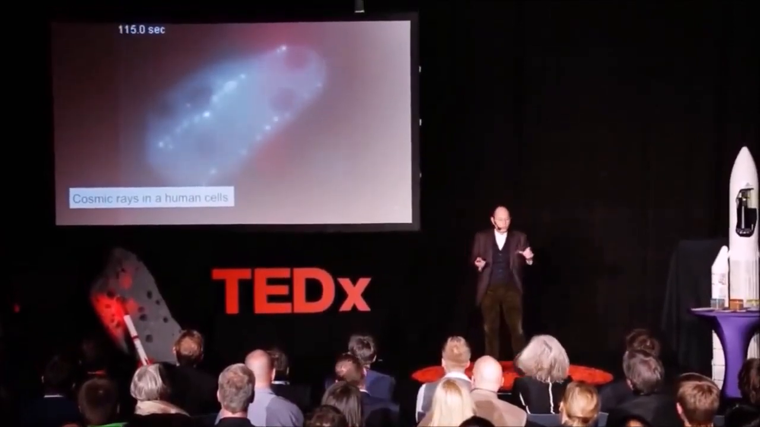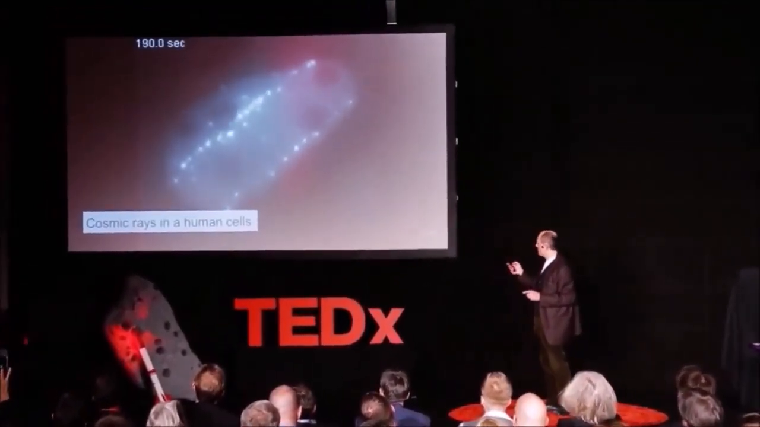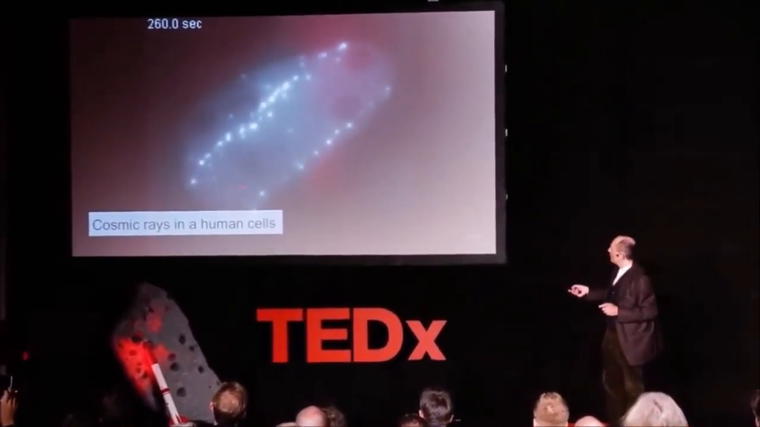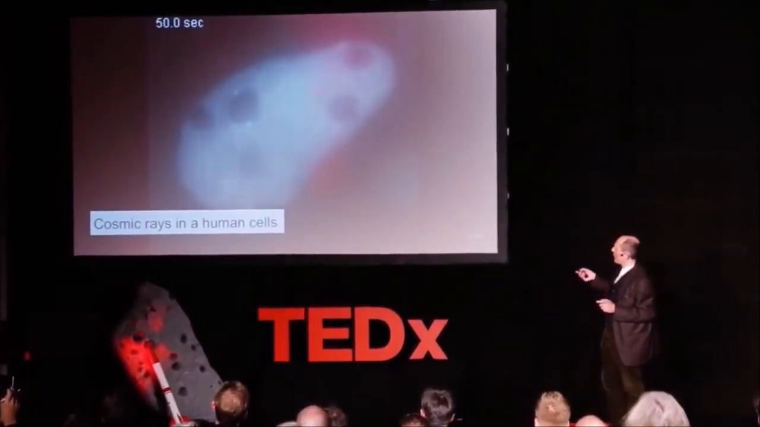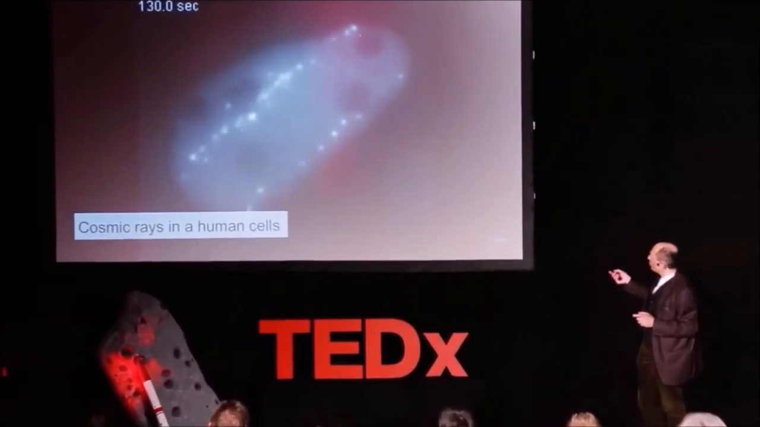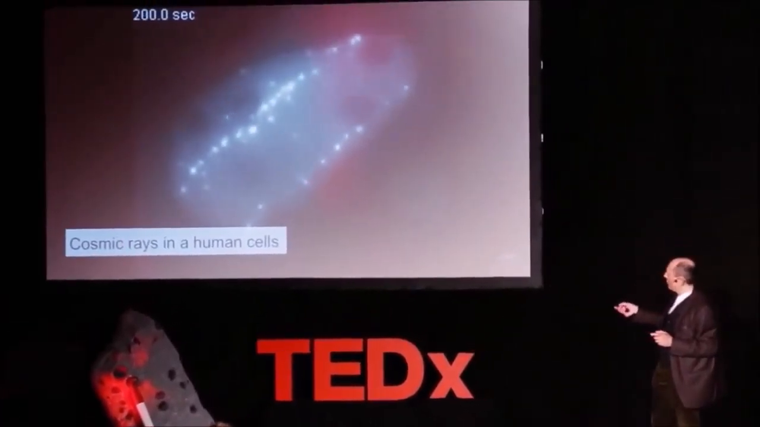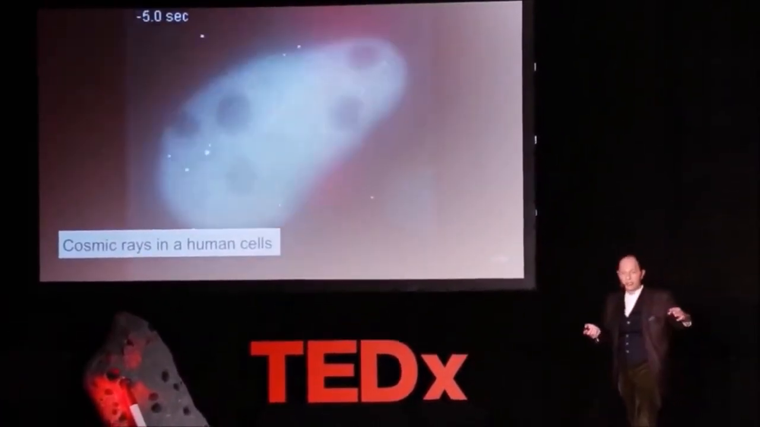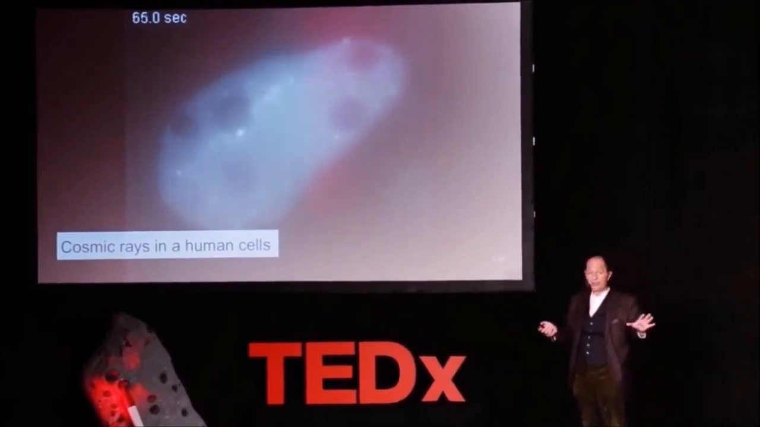This is a beautiful image that you see here. This one is a human cell. This is a human nucleus, so you know it's 10 microns approximately, and these two lines that you see here are two iron ions that you don't find in space.